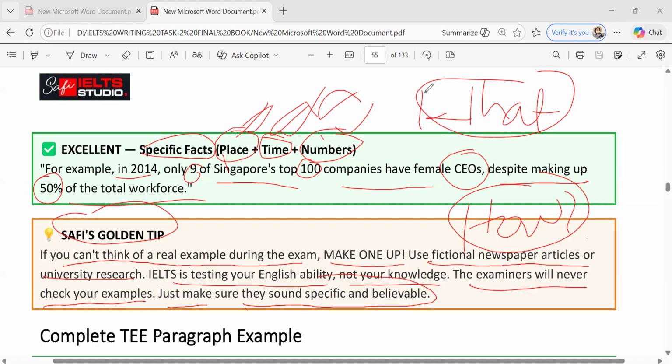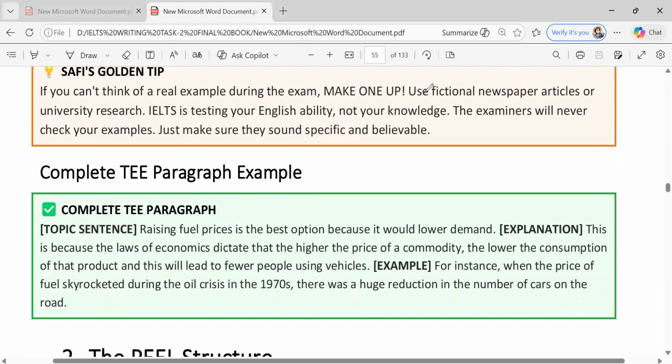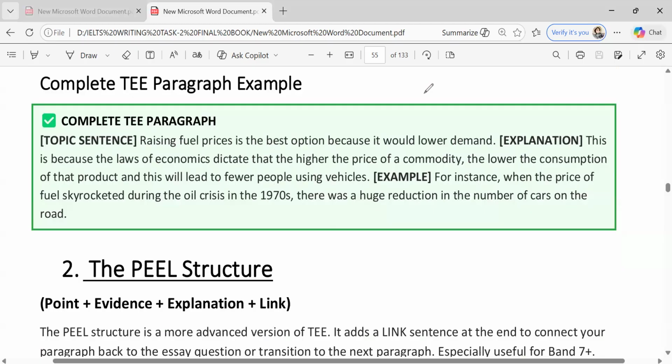This is what he wants from you. So you can fake it until you make it. I would say fake it until you make it. If you just take an example for that of T, as I told you, the T structure, in the T structure we had three parts: topic sentence, explanation, and the third one, that is an example.